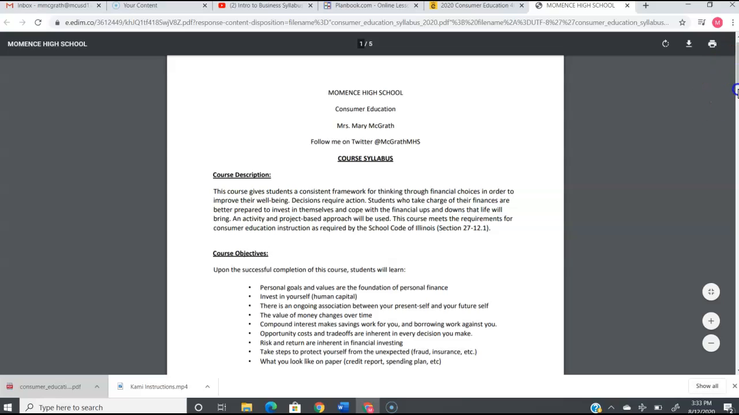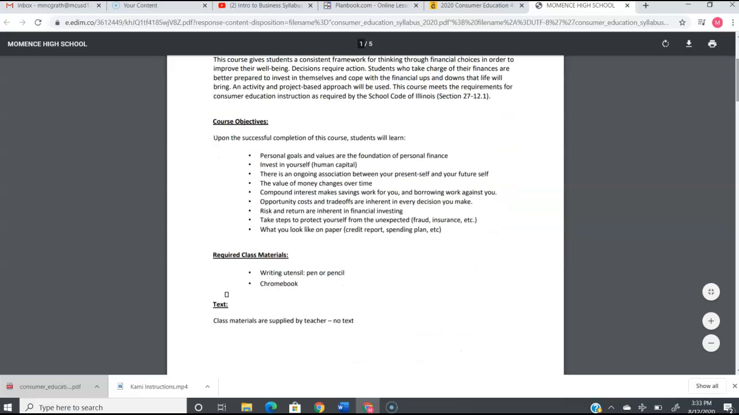Okay. Now, here are our objectives for this course. Upon successful completion of this course, students will learn your personal goals and values are the foundation of personal finance. Invest in yourself, and that is referred to as human capital. There's an ongoing association between your present self and your future self. The value of money changes over time. Compound interest makes savings work for you and borrowing work against you.